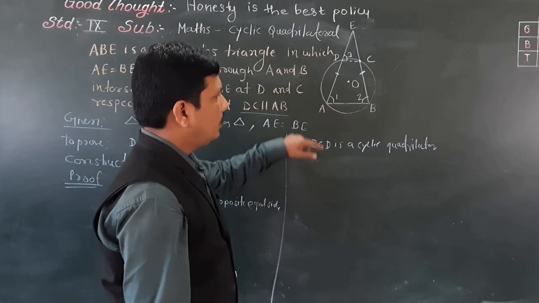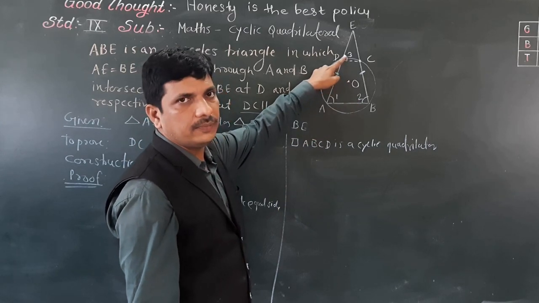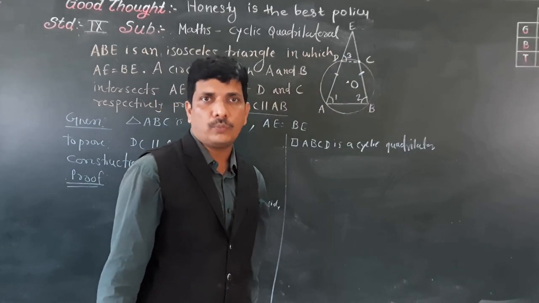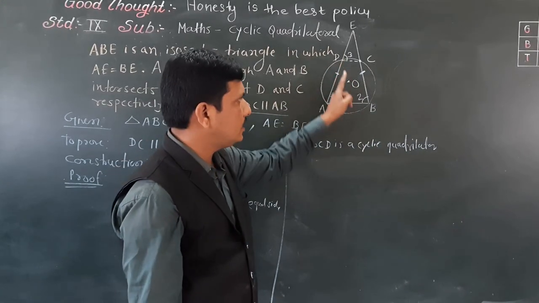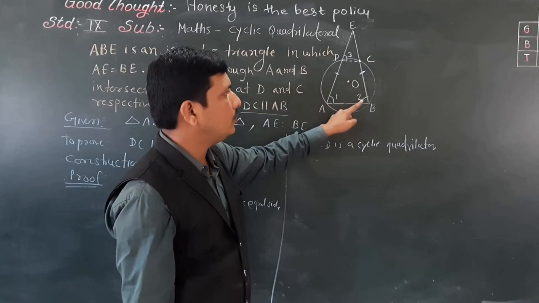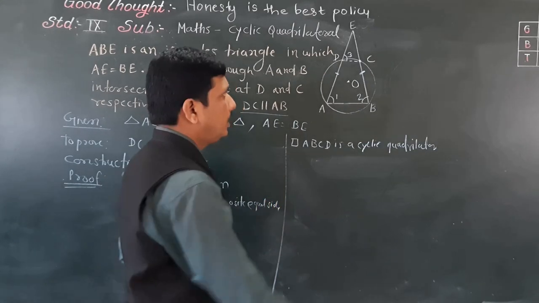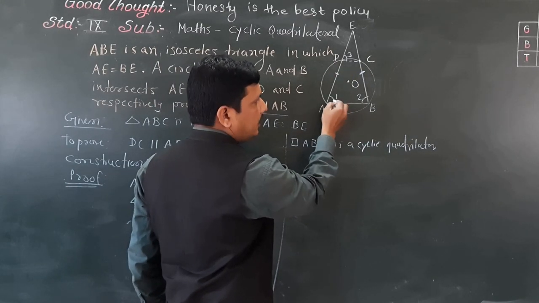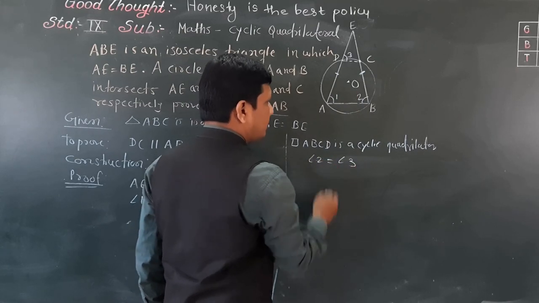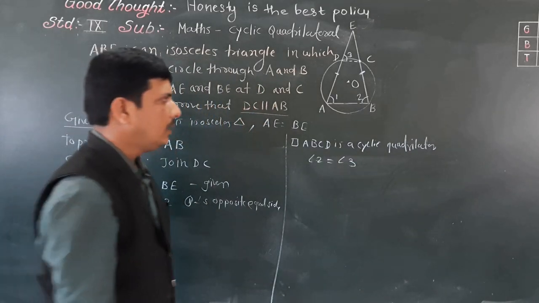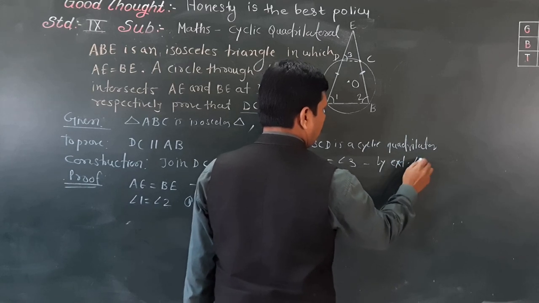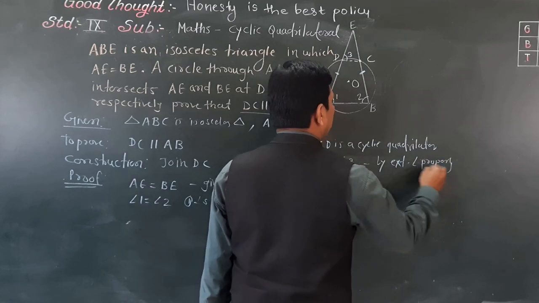So here angle 2 is equal to angle 3. Why? According to the exterior angle property of a cyclic quadrilateral, the exterior angle of a cyclic quadrilateral is equal to the interior opposite angle. Understood? Both the angles are interior, but this is the opposite angle. So angle 2 is equal to angle 3, and the reason we can give is the exterior angle property of a cyclic quadrilateral.